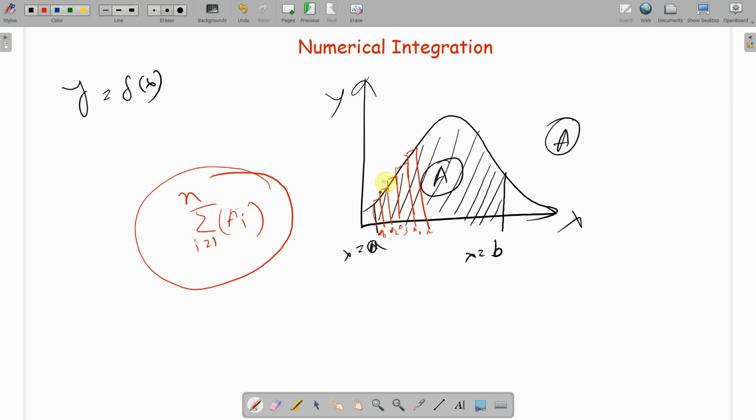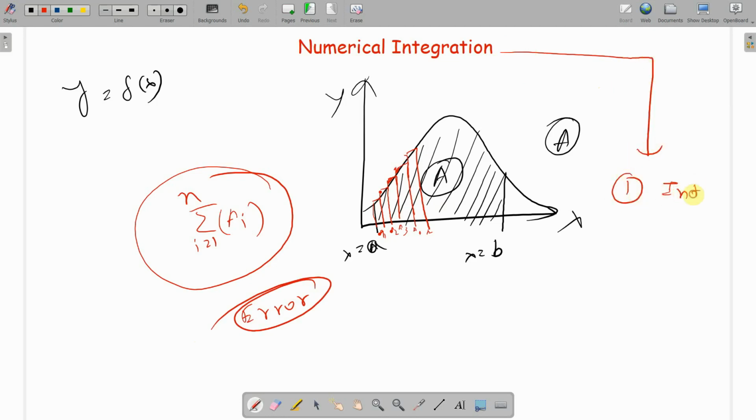But you see here that when I am assuming rectangles, there is a chance of having error. I am taking a larger area than the curve. The curve is the black line, and I am taking this portion extra, and here I am taking this portion extra. So there is a chance of having error. When I discuss any numerical integration, it has two parts. The first part is the integration formula, and the second part is the error.